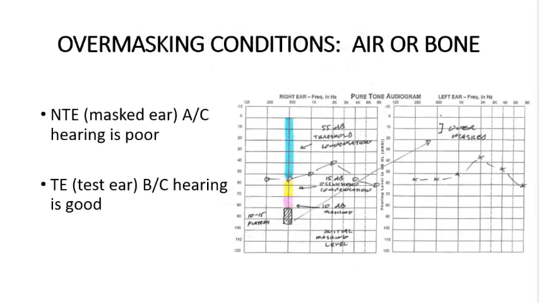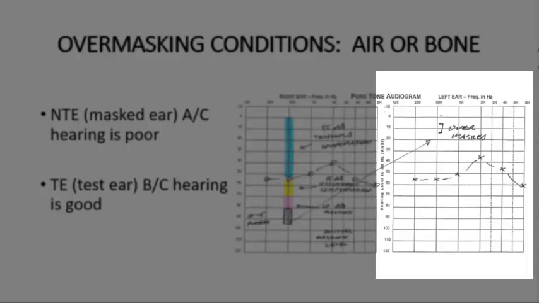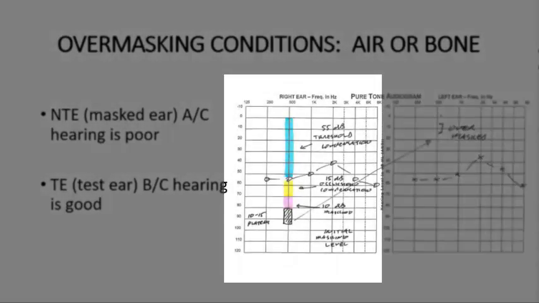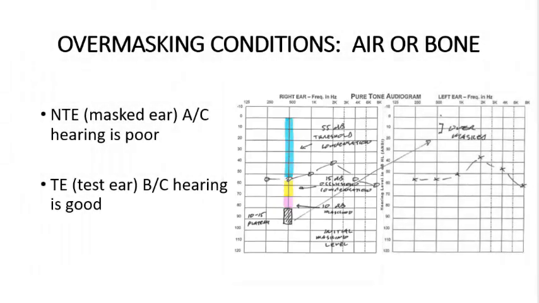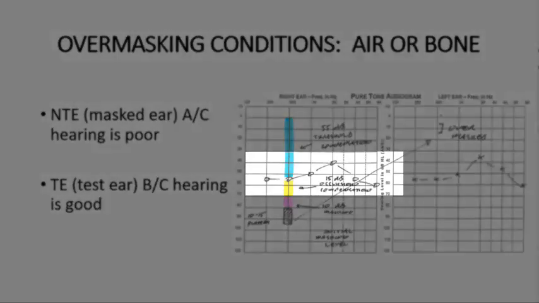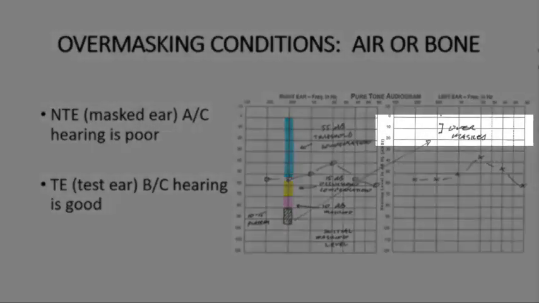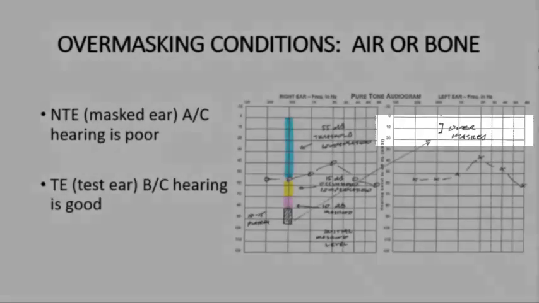Here's a sketch showing a possible overmasking situation. The left ear is the test ear in this case, while the right ear would be the non-test ear. So the right ear is the ear into which we would be delivering the masking. Overmasking is more likely to occur when the air conduction hearing of the non-test ear is poor, while the bone conduction hearing of the test ear is pretty good.